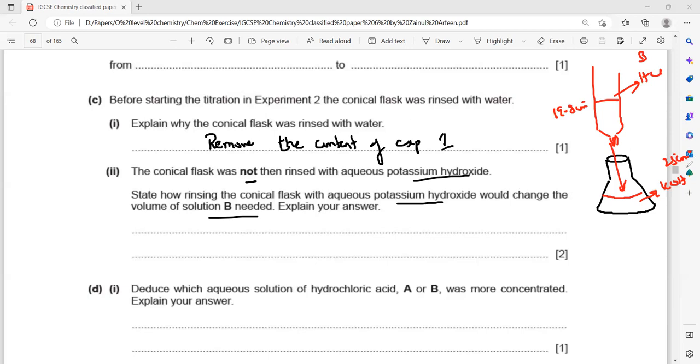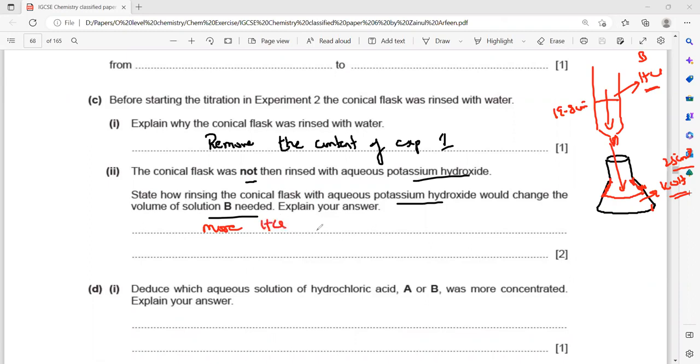the amount of potassium hydroxide will increase. Because if I rinse with potassium hydroxide, there will be some potassium hydroxide left in the conical flask, as it will stick to the wall of the conical flask. So I will not have 25 cm cube, I will have more than 25 cm cube of potassium hydroxide. What will the effect be on the HCl needed? I need more HCl. So if we rinse the conical flask with potassium hydroxide, we need more HCl.